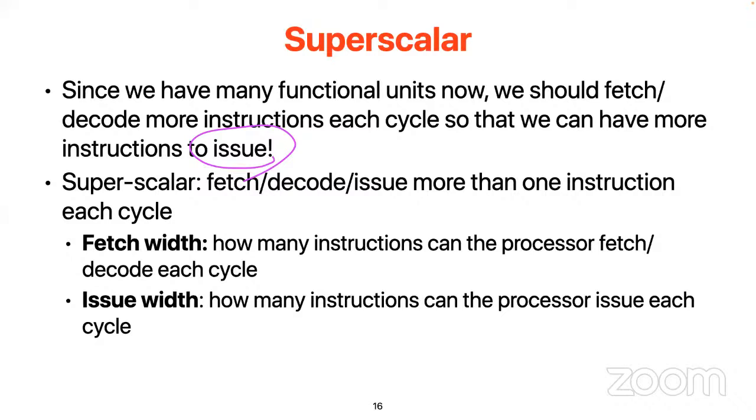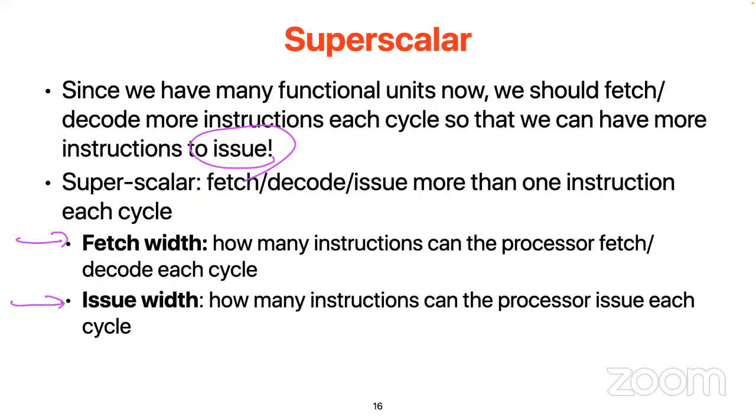With superscalar, we introduced 2 new terms. One is the fetch width. It means how many instructions the processor can fetch and decode at each cycle. And the second thing regarding superscalar is how many instructions the processor can put into execution each cycle.